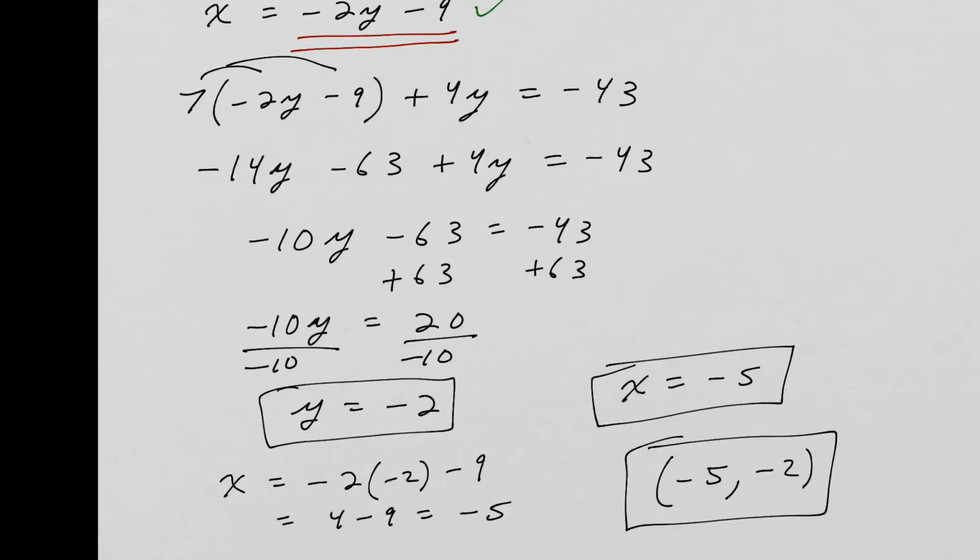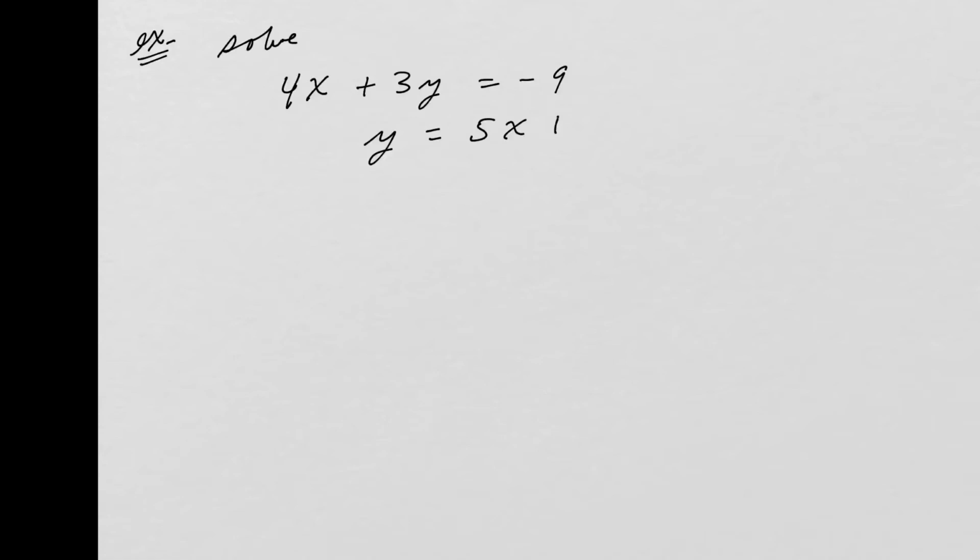Okay, let's try another one. So again, solve by substitution. Let's say this is my system. 4x plus 3y equals -9. And then let's say y equals 5x plus 16 is my second equation. Okay. So this is nice, right? Because step 1 is already done for us. The second equation is solved for y, right? I have y equals 5x plus 16.